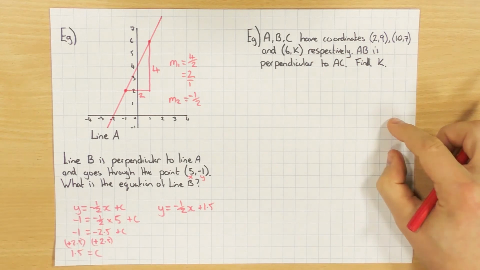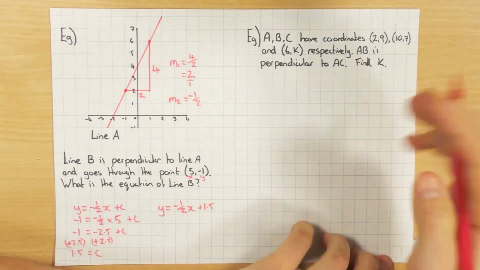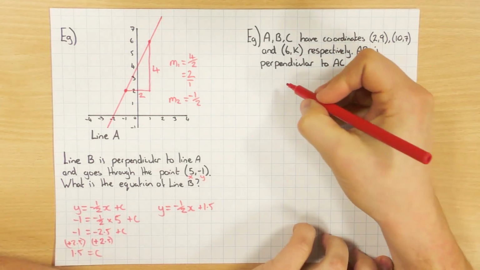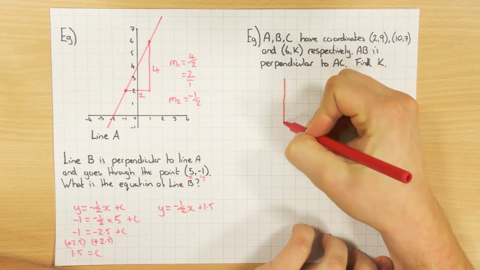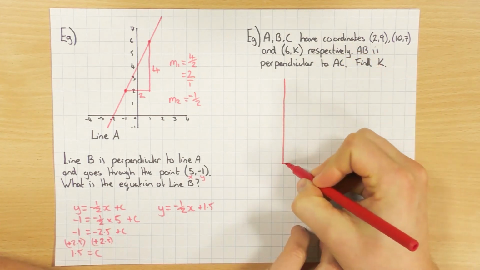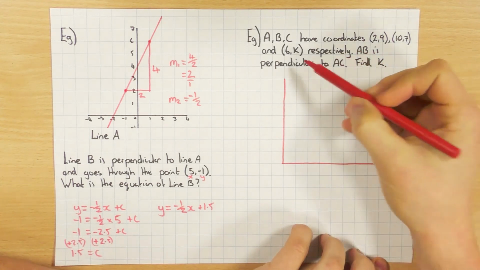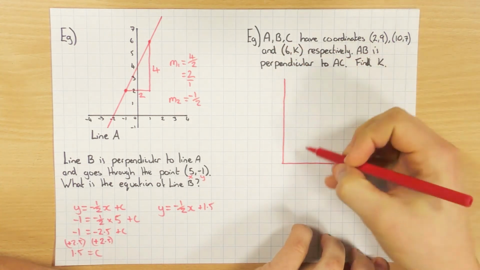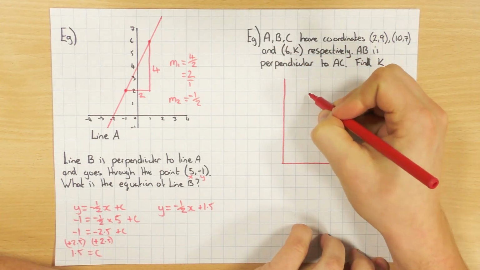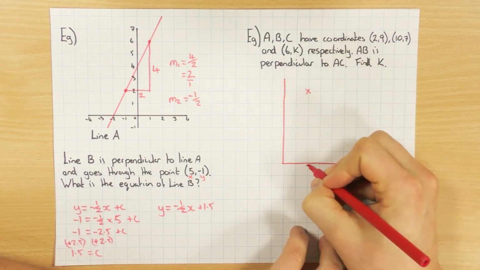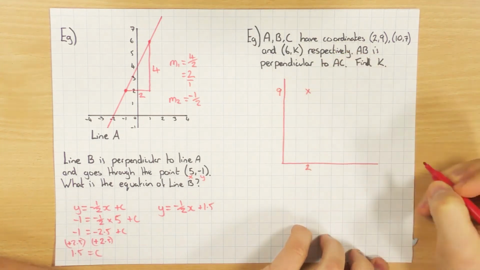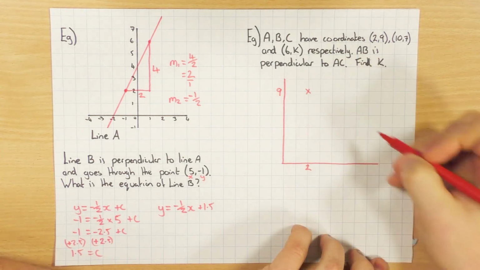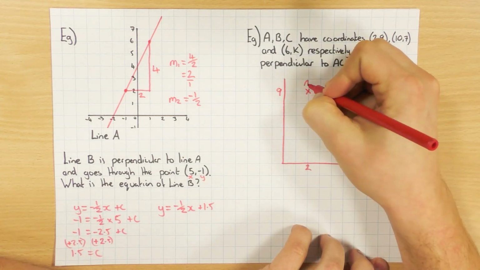Now what I would do in this case is just do a very quick sketch. You don't have to do an exact drawing, but a quick sketch is quite handy to see visually what's going on. So that's what I'm going to do here. So point A is 2, 9, so let's go like something like there, where that's 2 and that's 9. Okay, x2, y9. So that's point A.